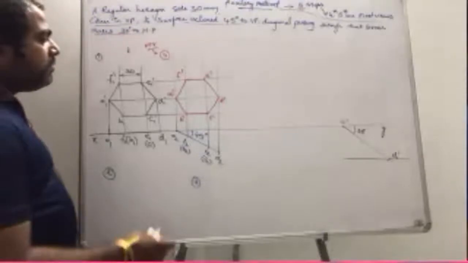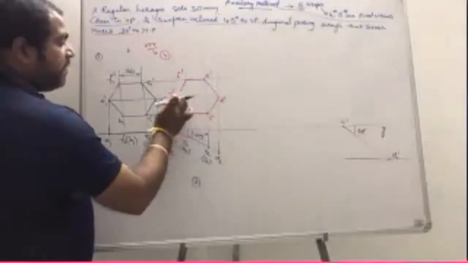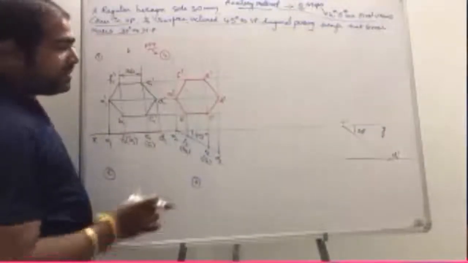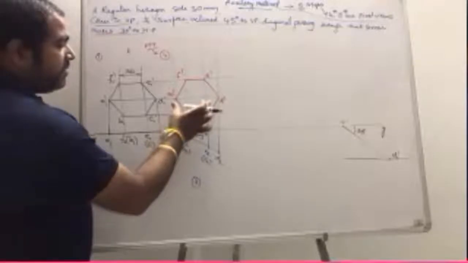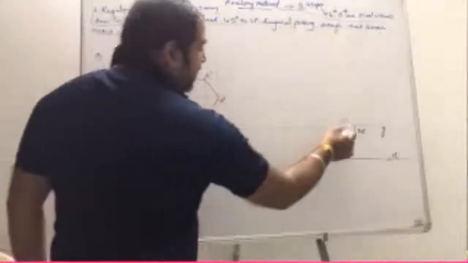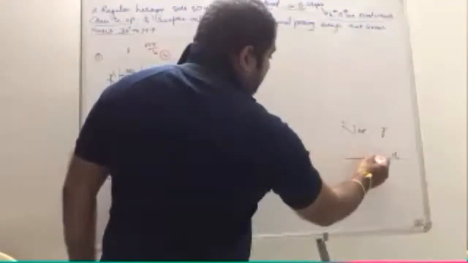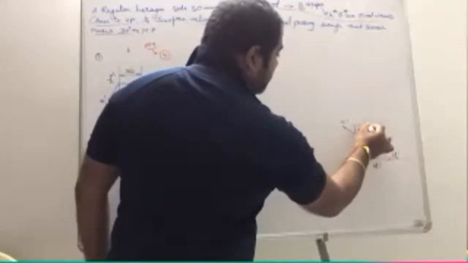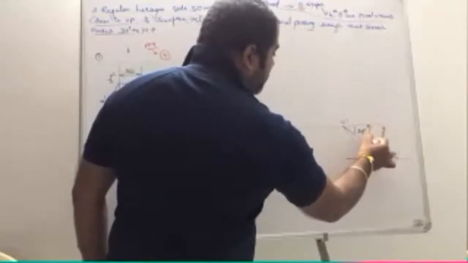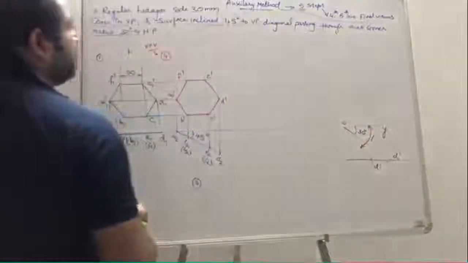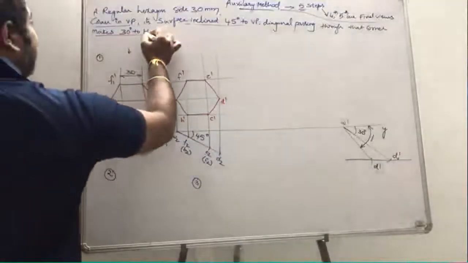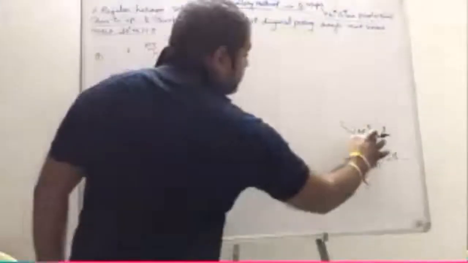Now take the reduced length of the diagonal, that is the A dash D dash in the fourth step. In the fourth step you have your reduced length, that is A dash D dash as radius, again with A dash as the center, draw an arc. This becomes your D dash. Now join A dash with D dash. The inclination with horizontal is nothing but the inclination with HP. So this becomes alpha.